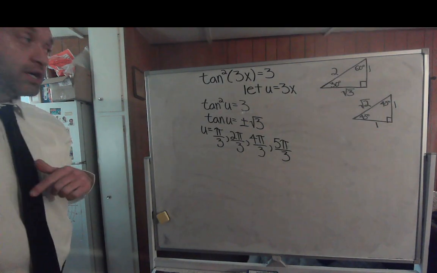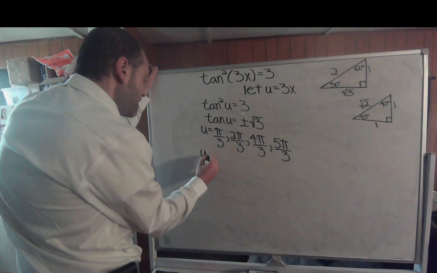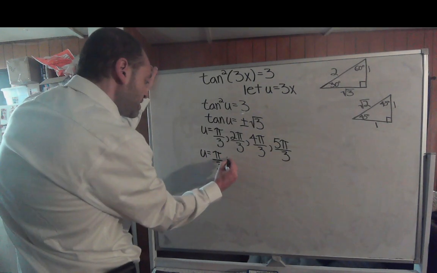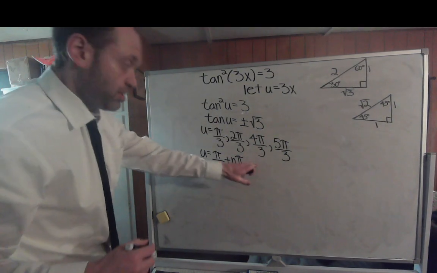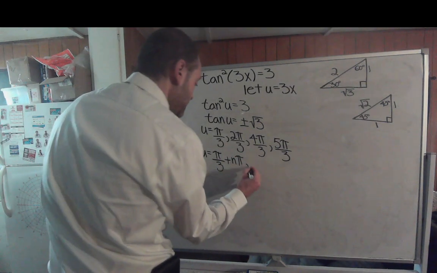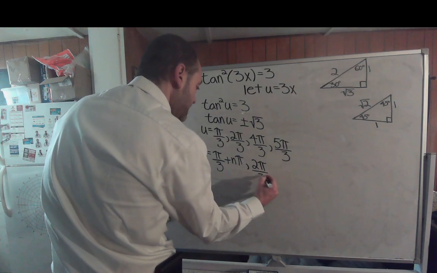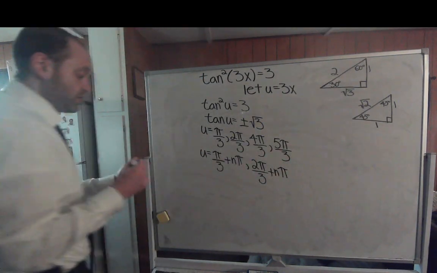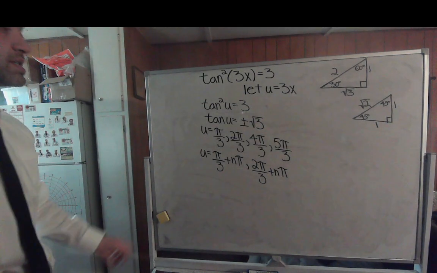Well, we know the period of the tangent function is pi, isn't it? So if you wrote u equals pi over 3 plus n pi, that's also going to cover the 4 pi over 3. So both of those are covered under this one. And then if you took that 2 pi over 3 and added n pi to that, that'll also cover 5 pi over 3. So we can start writing these as two general solutions.